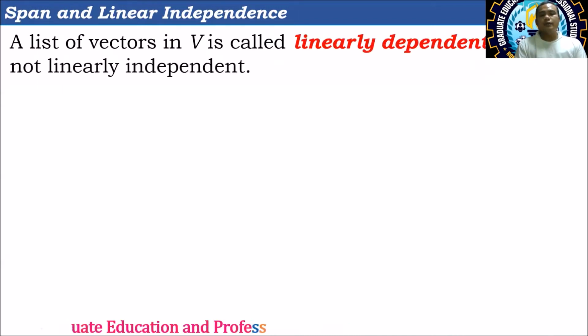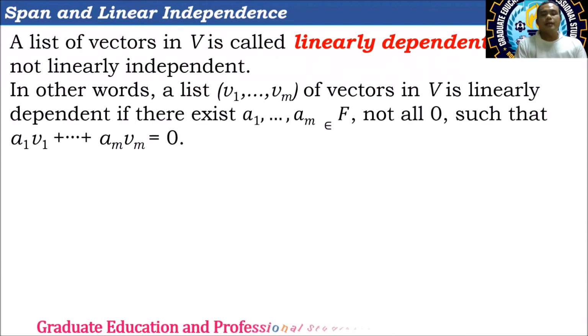A list of vectors is called linearly dependent if it is not linearly independent. In other words, a list of vectors in V is linearly dependent if there exist a's, elements of F, not all 0, such that the sum of all the linear combination is equal to 0.